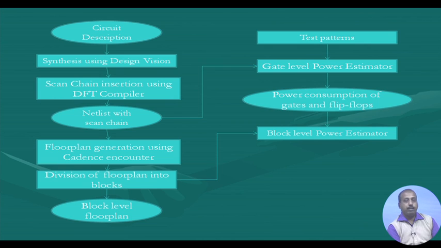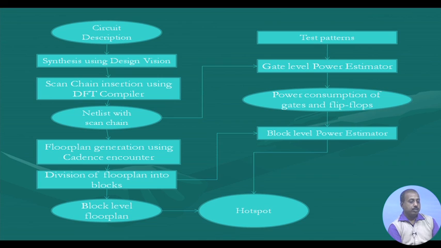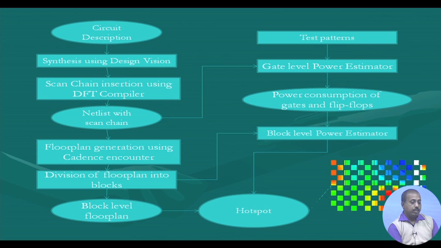We have already divided the floor plan into blocks, so we can sum the power consumption of the individual gates and flip flops belonging to a block and get the block level power estimation. For the individual blocks in our floor plan, we can get the power consumption. Now we have these two: the block level floor plan and the block level power estimator. They can be fed to some thermal estimator tool such as HotSpot, and then it can give us the temperature profile.